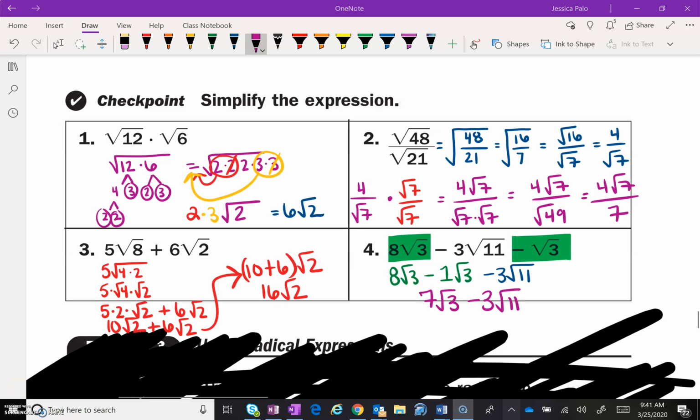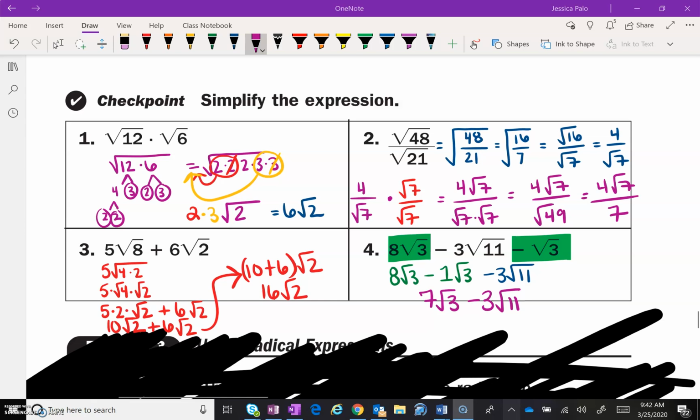All right, here are your solutions. For number 1, radical 12 times radical 6, I put both of those inside one radical as factors, and then I prime factored them each separately. And then I took out the pairs. 2 and 3 came out, and you are left with 6 radical 2 as your final answer.